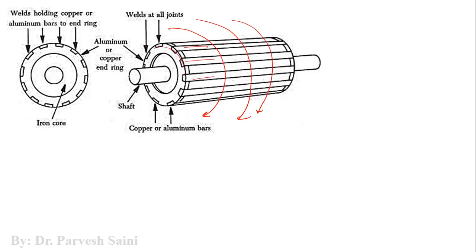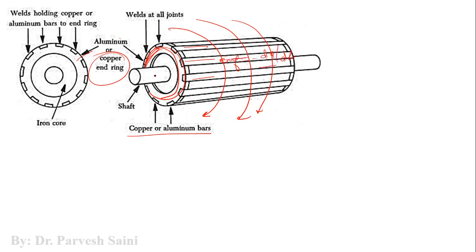And these conductors you can see are connected, are shorted to one another through these end rings, right? These are the end rings, made up of aluminum or copper. So now when emf is there, which is given by minus d phi by dt, right?